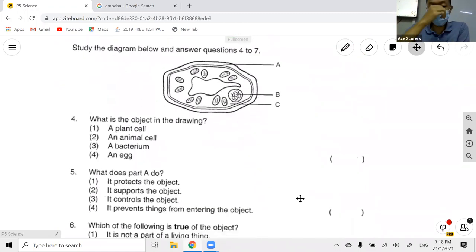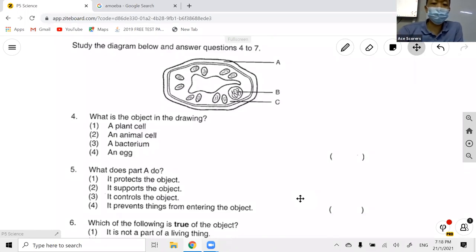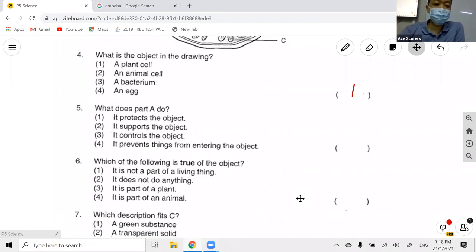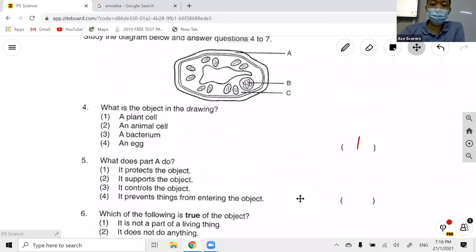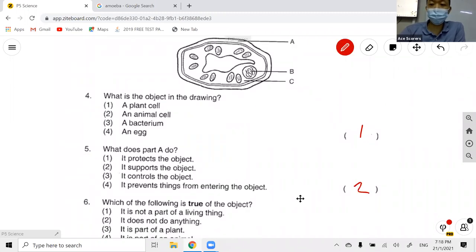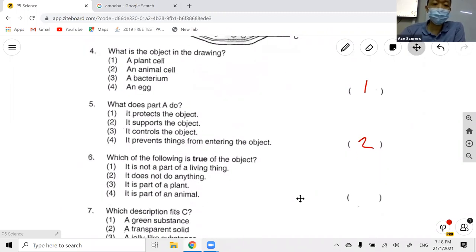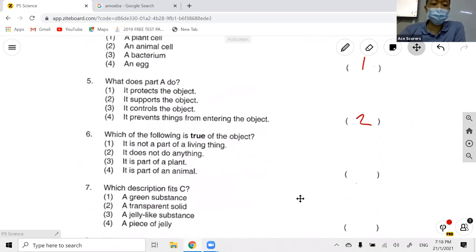Question number four. What is the object in the drawing? Obviously, it is an egg. No, just kidding. What does part A do? So part A is the support system, right? The cell wall. Which of the following is true of the object? It is not a part of a living thing. It does not do anything. It is a part of a plant. Answer is three. Okay, six is three.